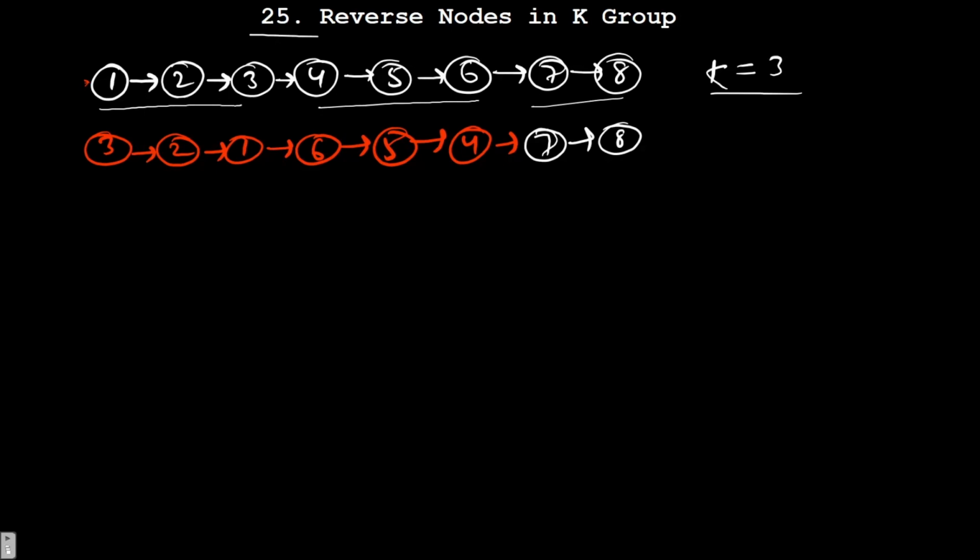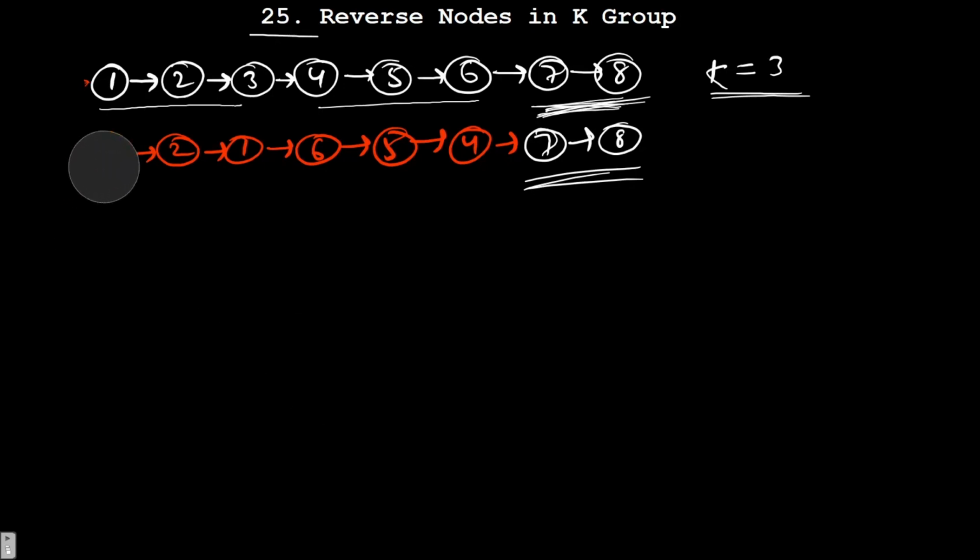If we reverse the first group, this is going to be 3, 2, 1, and after that we have to reverse the second group, which is going to be 6, 5, 4, and at last we have only 2 elements left, that is lesser than our K value. So in that case we don't have to make any changes, we have to keep it as it is. So whenever we find that the remaining number of nodes is lesser than our K value, then we don't have to do any work there. Okay, so this is the case we have to follow.